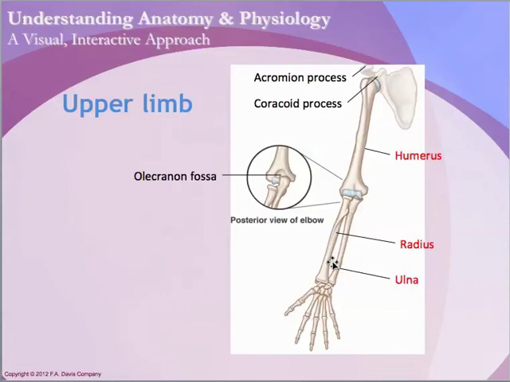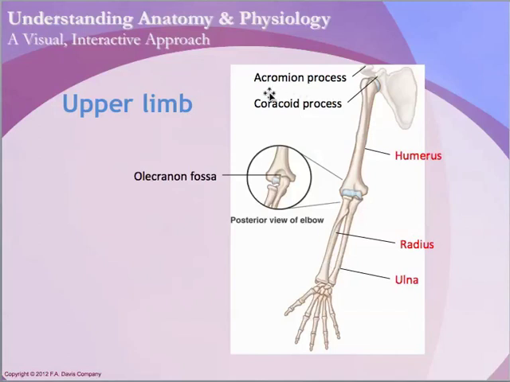The radius is located on the same side as the thumb. So if you can figure out a way to remember that, it's always on the thumb side, and the ulna is on the other side. It is a little bit longer than the radius. It is interesting to note that when we put our palm up, the bones lay next to each other. When we turn the palm down, they actually cross over each other. So it changes the makeup of the arm a little bit.